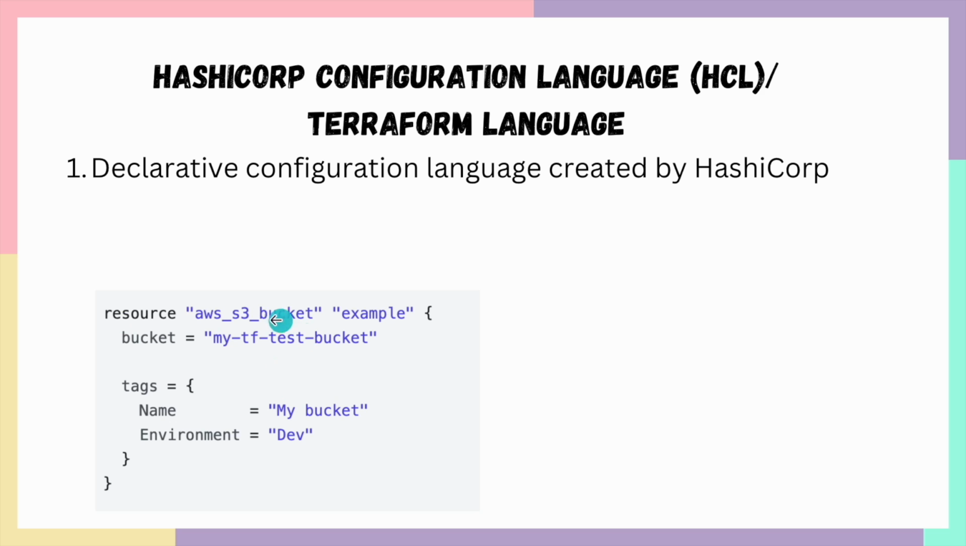We just declare our resources like this. In this example, we are just asking Terraform to create an AWS S3 bucket with this bucket name and these tags, and Terraform will create this resource.